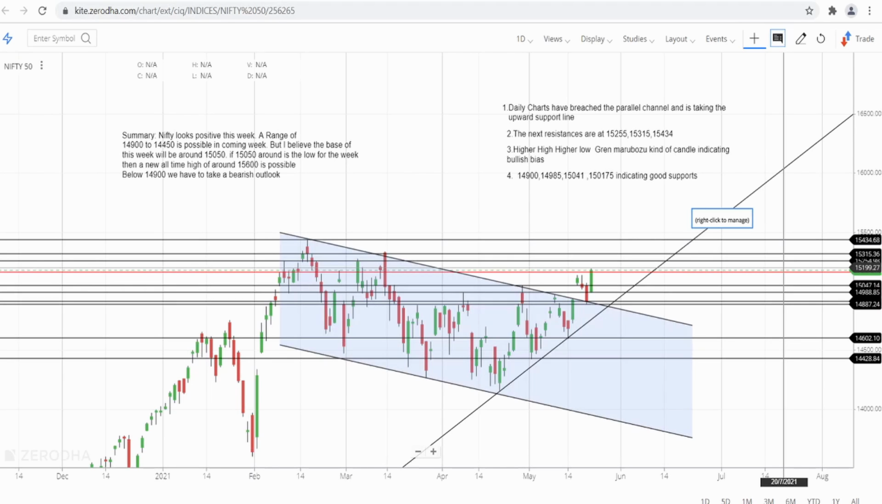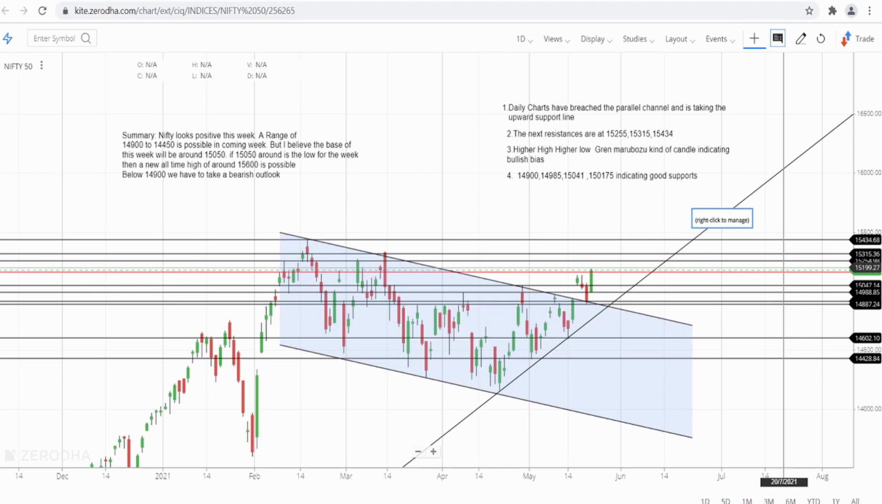Higher high, higher low and a green Marubozu candle are indicating a very strong bullish bias in Nifty, and 14,900, 14,985, 15,041 and 15,075 are indicating some good supports. So these are support lines. There are some good supports, but the resistances mentioned here could be taken out.